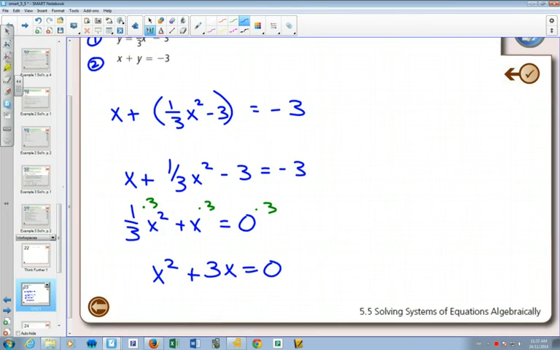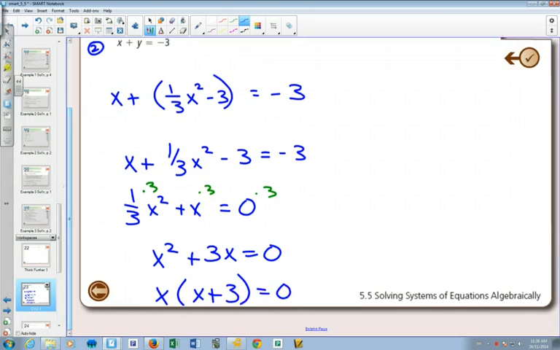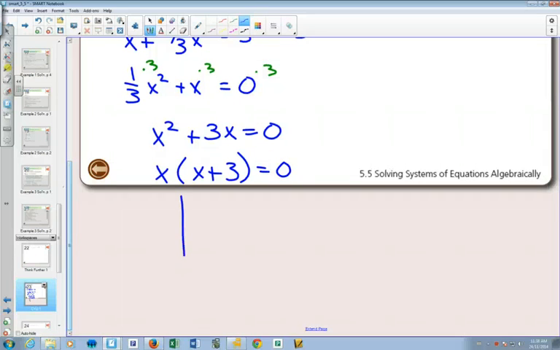Can we factor this? What can we do? Sorry? No, we're not going to complete the square for factoring. How do we factor this? Yeah, there's a common factor. We can take out the x. So we get x bracket x plus 3, split it up here, so x is 0 or x is negative 3.